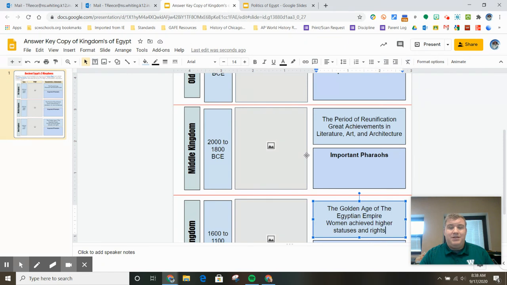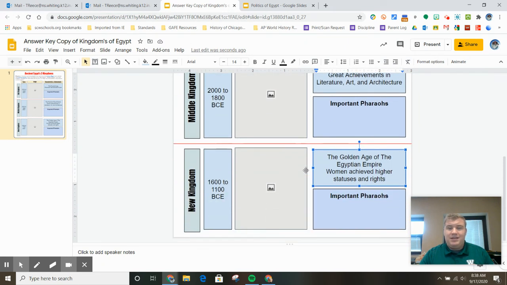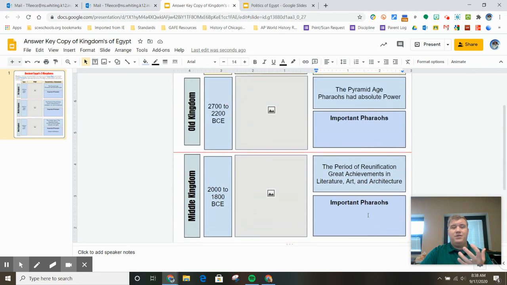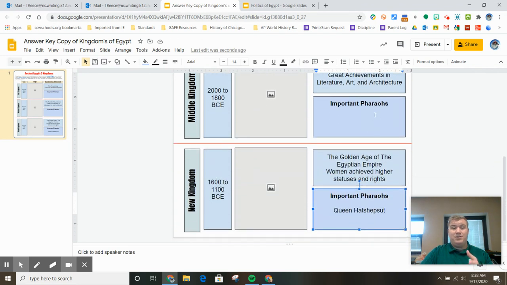Now, that doesn't mean you're done with the graphic organizer. There are a total of two more things that you have to do for each of the time periods. First, you're going to have to find the important pharaohs of the time period. When it comes to these important pharaohs, I just want you to put one to two of these pharaohs that are extremely important. So, as you guys know, the important pharaoh of the New Kingdom would be Queen Hatshepsut. That's one that you can put there. You're going to have to do that for the Old Kingdom, New Kingdom, and the Middle Kingdom.